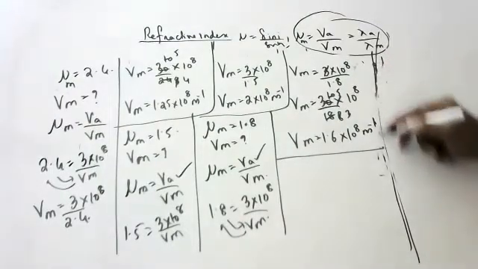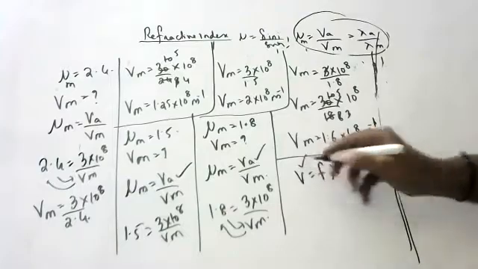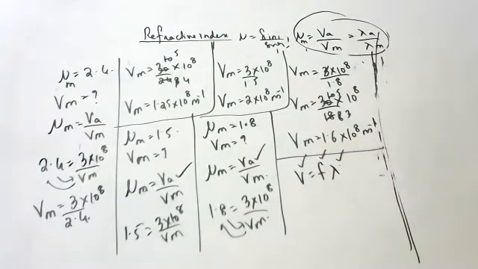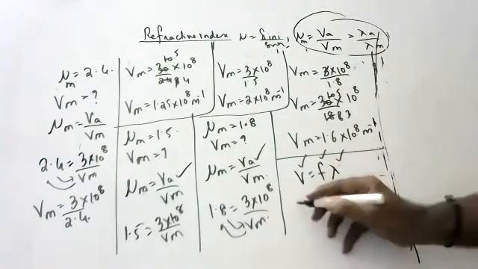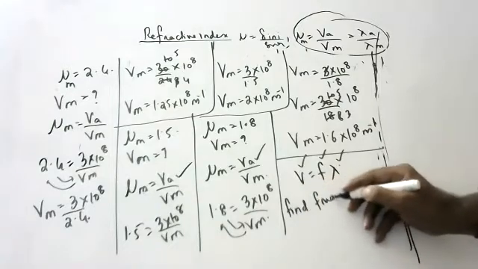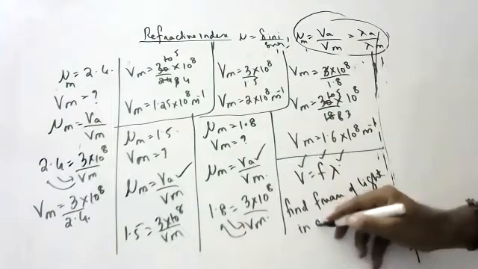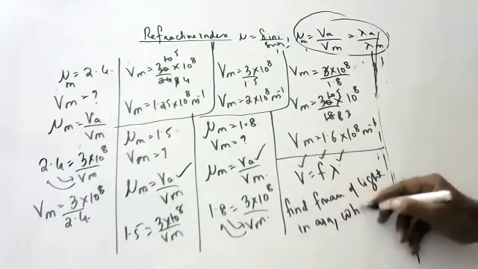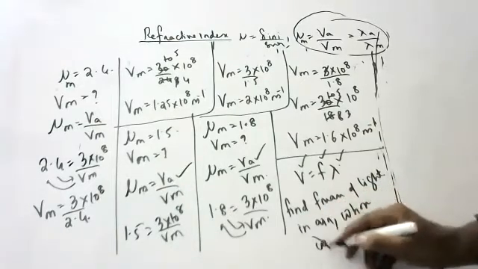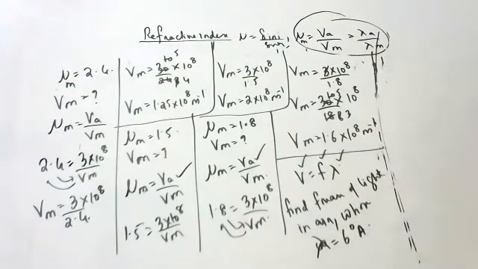Another formula we have: V is equal to F lambda, where F is the frequency, V is the velocity, lambda is the wavelength. They will say, children, suppose, find the frequency of light in air whose wavelength is 6 angstrom units.